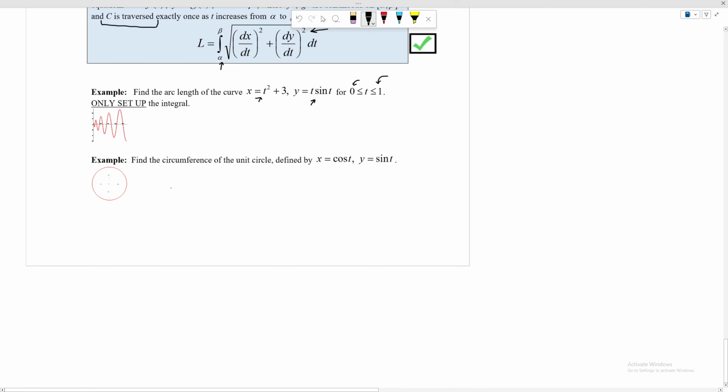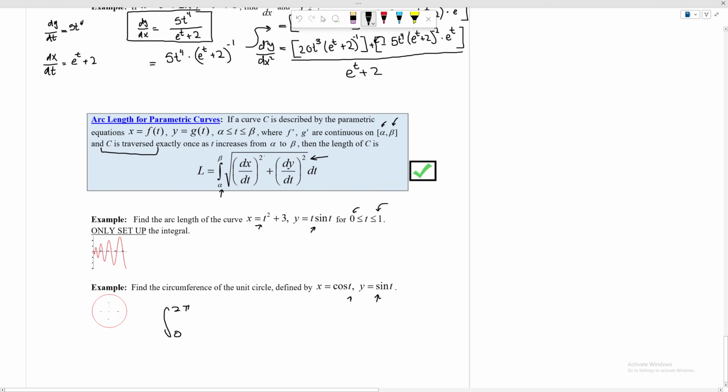The second thing for this one: find the circumference of a unit circle defined by x. The circumference of a unit circle is from 0 to 2 pi, right? And then you can integrate, and you can basically do this. You want to get your derivative. This equation is given, so you don't have to memorize it. And that is it for your lecture 1 of parametric equations.